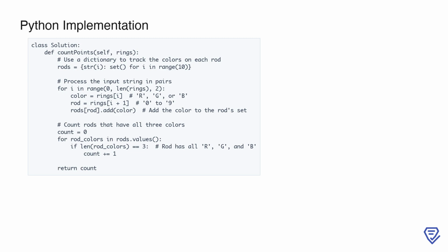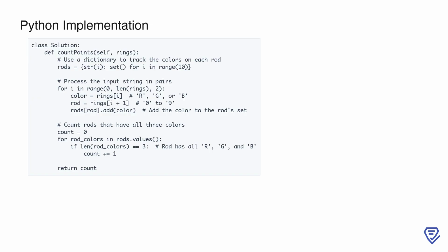2. Input parsing. The ring string is processed in pairs of characters. The first character in each pair corresponds to the ring's color, and the second character corresponds to the rod number. These are extracted and added to the corresponding rod's set in the rods dictionary. 3. Color tracking. The use of sets ensures that duplicate colors on the same rod are automatically ignored, simplifying the logic for identifying rods with all three colors.